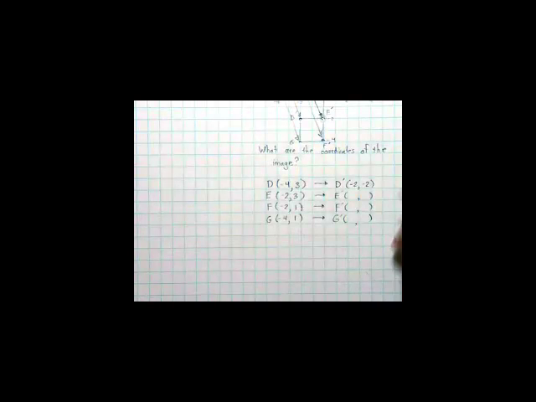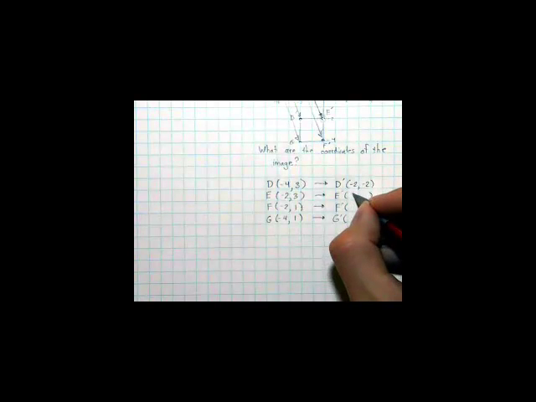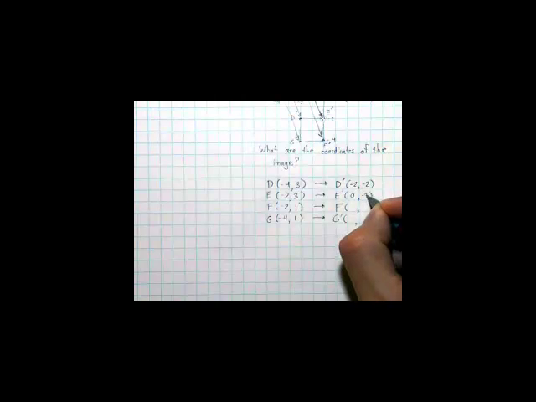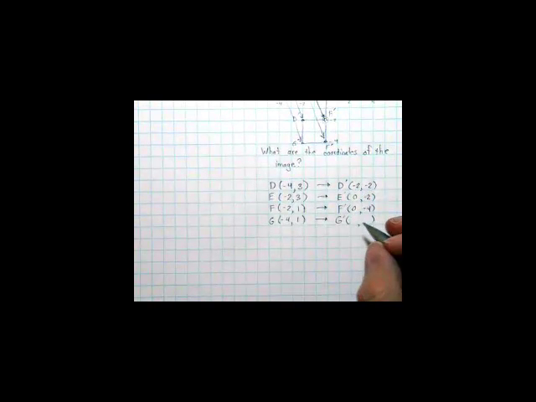So let's see where we should end up here. E prime would be at (0, -2). F prime should be at (0, -4). And G prime should be at (-2, -4). Just doing it that way, you can look in the picture and, yep, those are all exactly where they're supposed to be.